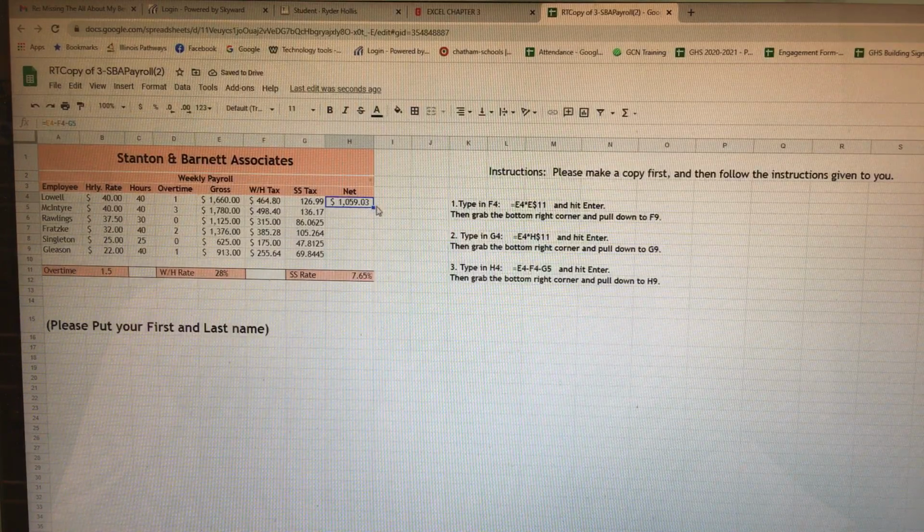Now, some people could say we could have done this a little bit different. You could have taken E4 and then put parentheses around it, put a minus on the outside of the parentheses, so you'd put the F4 plus the G4 into parentheses and then hit enter, and it would have rendered the same thing. I just thought this would have been easier for you guys to understand here.